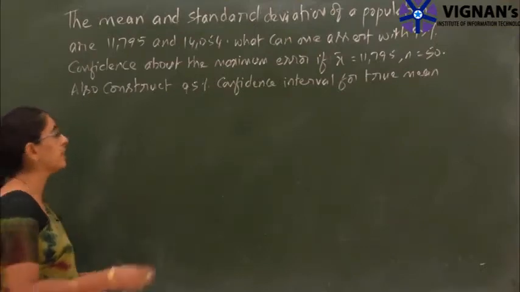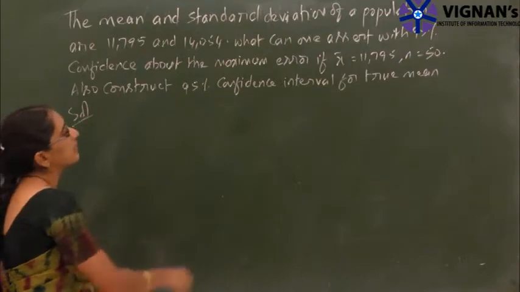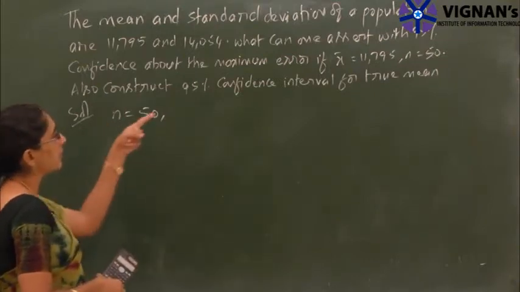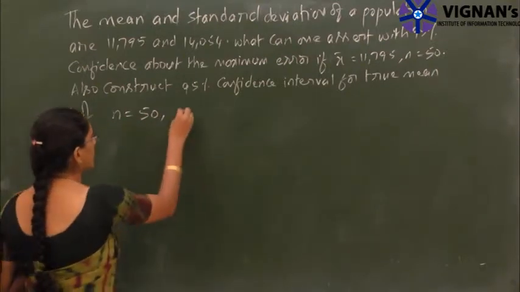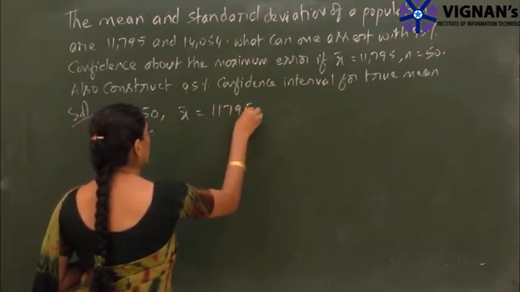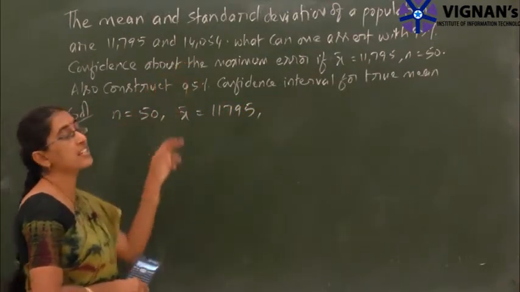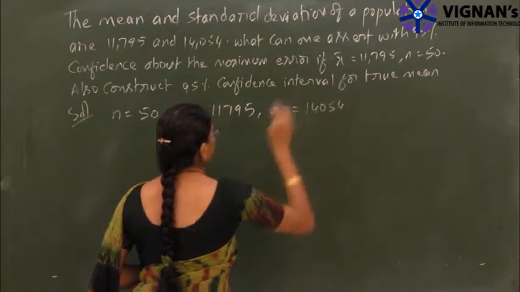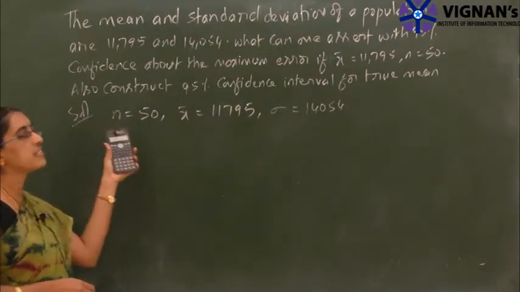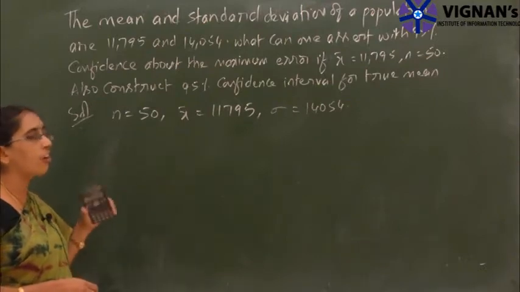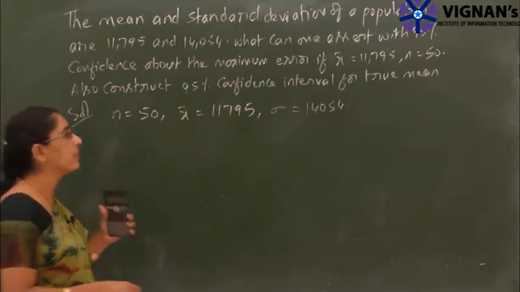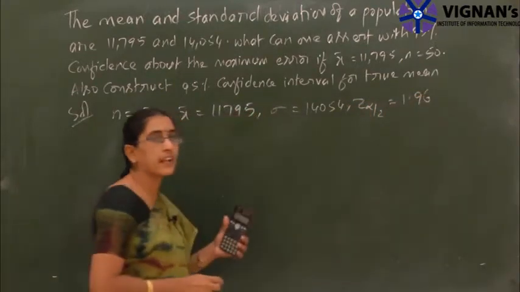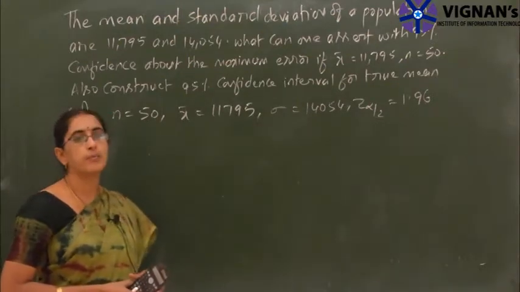So first write down the given data. It is clearly given that the sample size is 50, so n equals 50. Next, the sample mean is given as 11,795, and the standard deviation is given as 14,054, so sigma equals 14,054. With 95% confidence we have to find the maximum error of the mean and also the confidence interval of the mean. So here Z alpha by 2 is 1.96. With 95% confidence, the Z value will be 1.96 here.